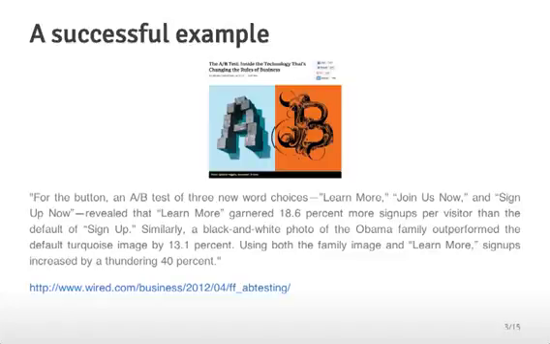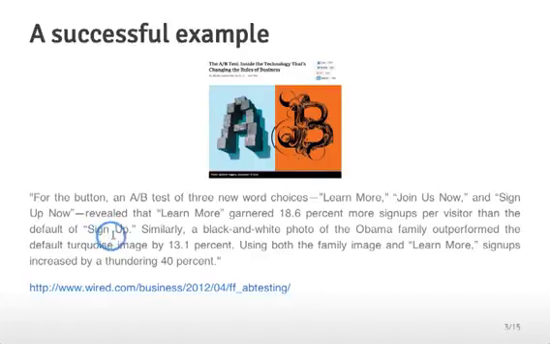So an example of a successful ANOVA with multiple factors is the A/B testing that was performed by the Obama campaign. They had a website where they were trying to get people to sign up for the mailing list for their campaign, and they had three different wordings that they could apply to that website: learn more, join us now, or sign up now.